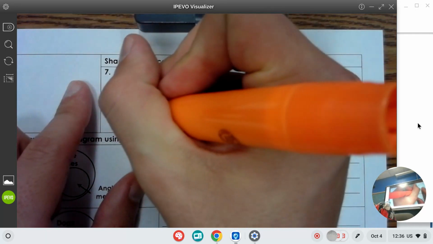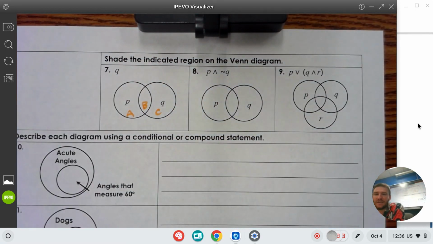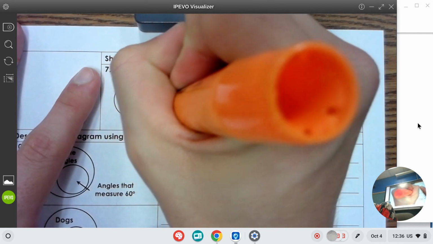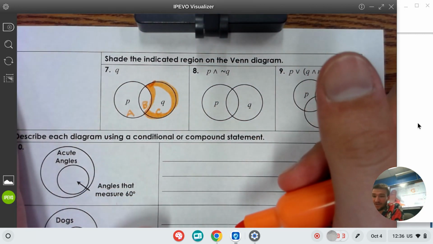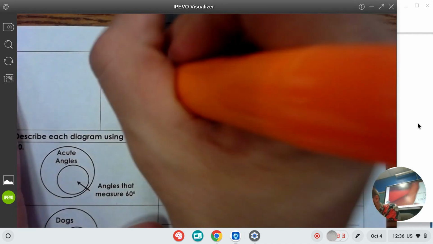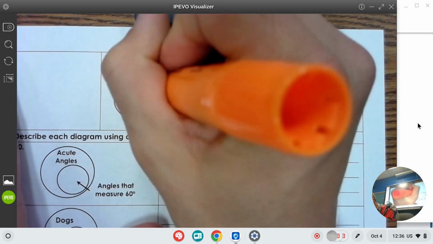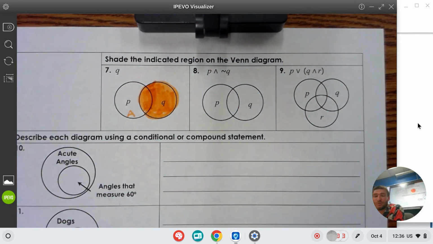So if I label these A, B, C, which sections are we going to color? C is right. But there's more. What else are we going to circle? We're also going to circle B. So all of this is the answer. Anything that is Q is good. So all of this Q is good.